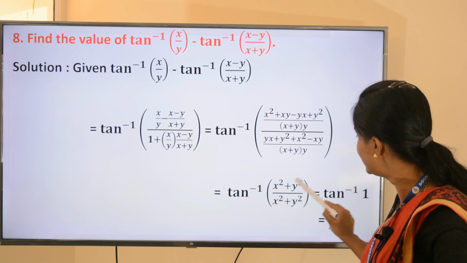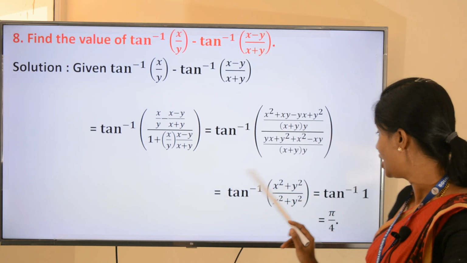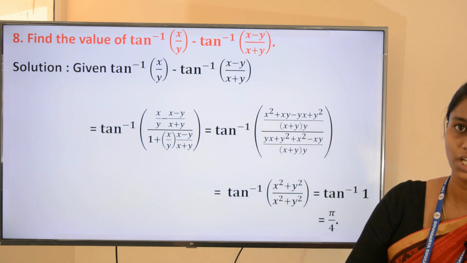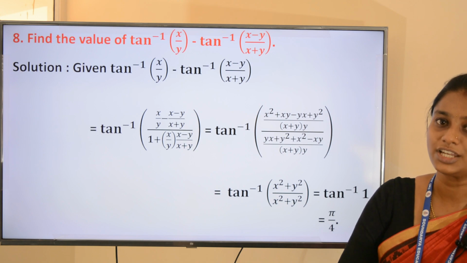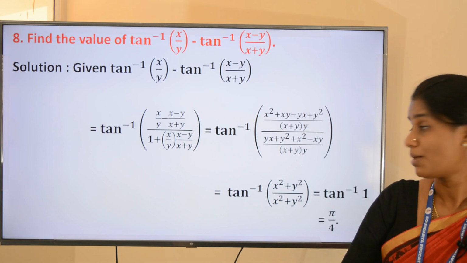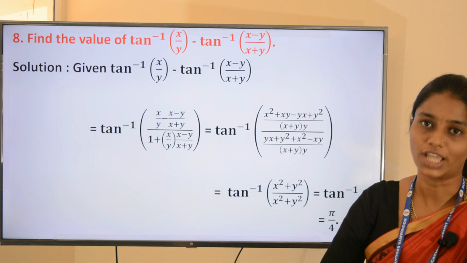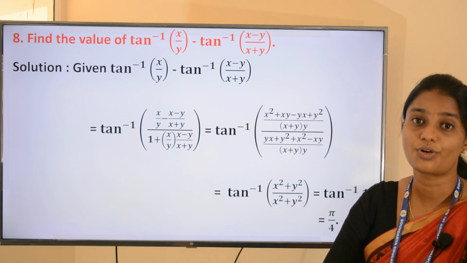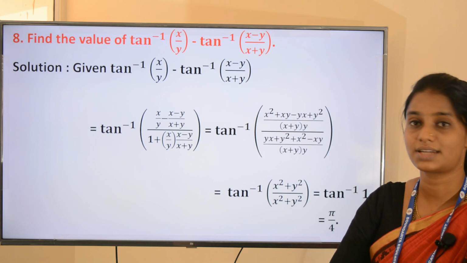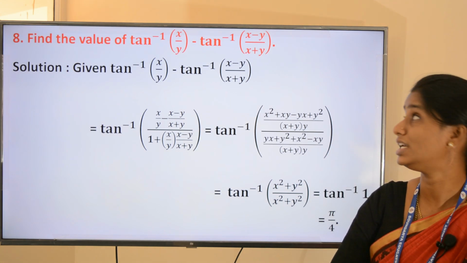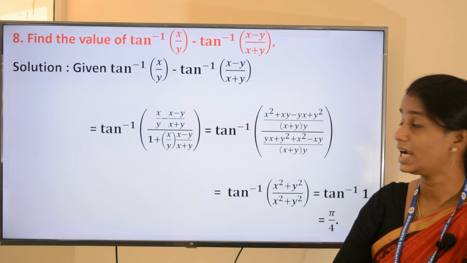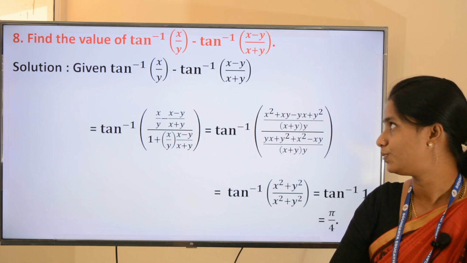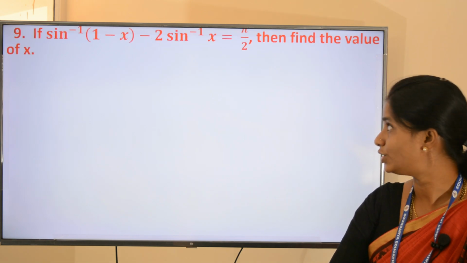What will happen? Once again terms will get cancelled. Remaining will be tan inverse of 1, isn't it? Tan inverse of 1 can be written as pi by 4. So therefore the answer for the given question, tan inverse of x by y minus tan inverse of x minus y divided by x plus y, its value is pi by 4. Now we'll move on to the next question.